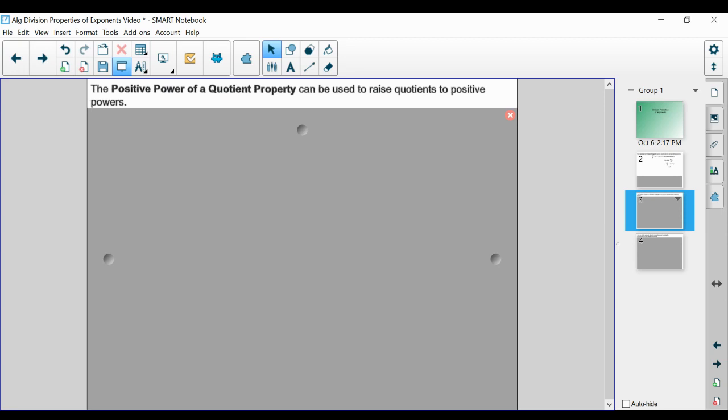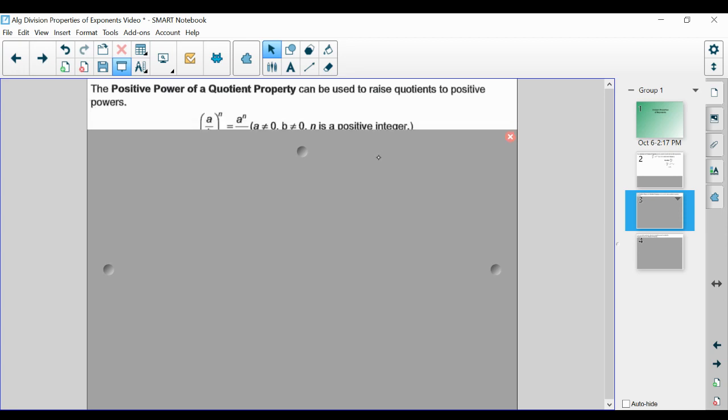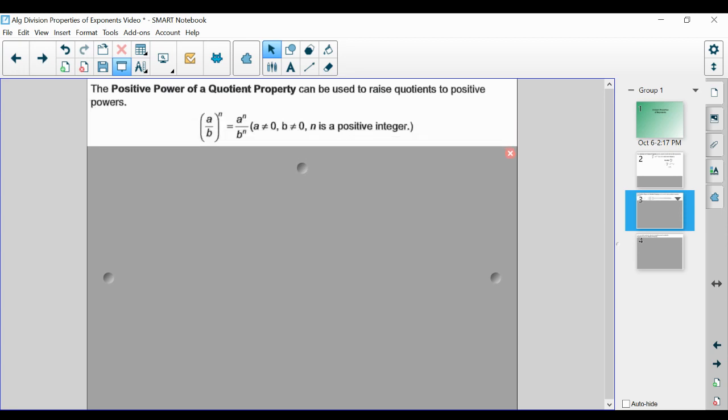We can also use the positive power of a quotient property. This can be used to raise quotients to positive powers. So the algebraic representation of this is if we have the fraction inside a set of parentheses, so a divided by b, and all of that is getting raised to the nth power, we can essentially distribute the exponent of n to the numerator and to the denominator. So we end up with a to the n divided by b to the n. Again, where a is not 0, b is not 0, and n is a positive integer.